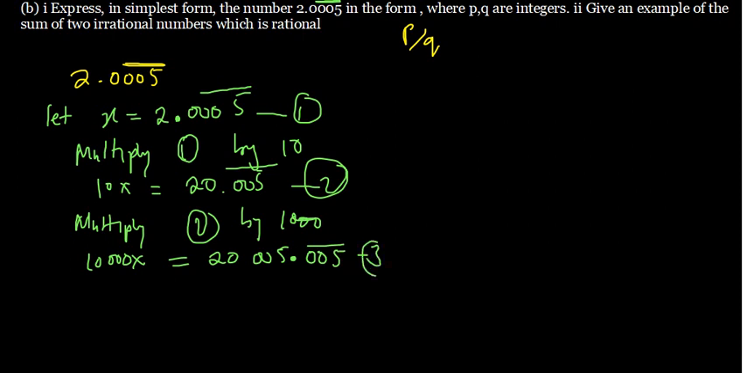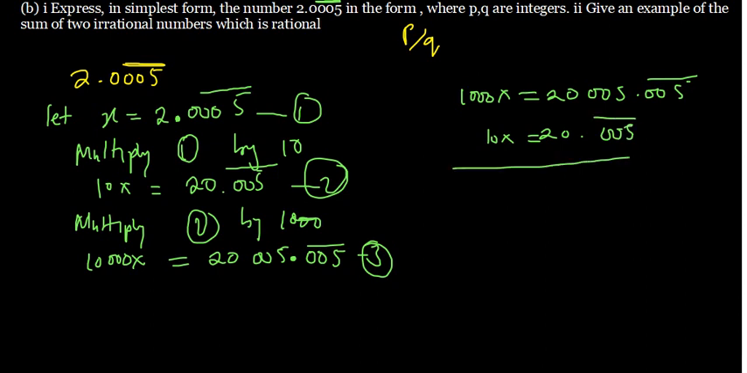So that is equation 3. And then the equation with a decimal point in front of the repeat number and the equation with a decimal point after the repeat number, I am going to subtract those. So we have got 10x, which is 20.005. 1000 minus 10, that is going to be 990x. So this and this will cancel. So all we are going to do is 5 minus the 0 there is going to be a 5.